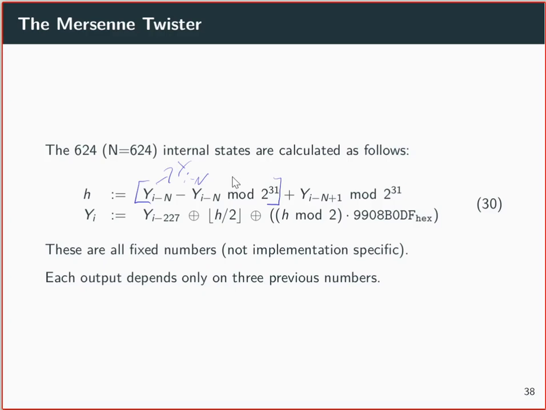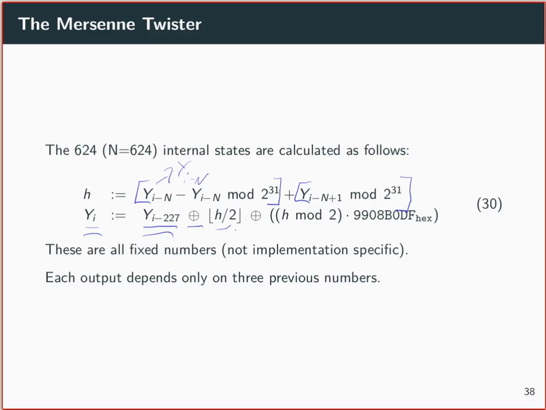So our state depends on the highest bit of the state 624 states earlier, and on the lowest 31 bits of one state afterwards. And then the actual state is calculated by taking the state at index minus 227, so 227 states ago, that is XORed with this H value.